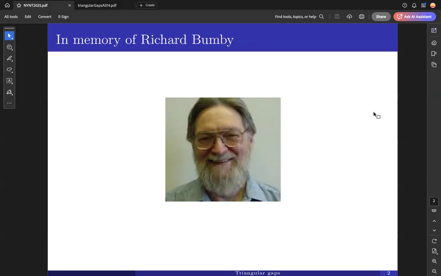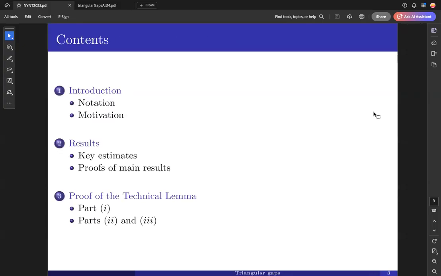So, here's the basic plan. I want to try to tell you why I'm here, and then I want to state some key results, some key lemmas. I'll prove one of those and then prove the main theorems. And I've also got an illustrative diagram that I think should explain what's going on. And then if there's time, I have a sketch of the proof of the technical lemma, and that's the meat of the paper.